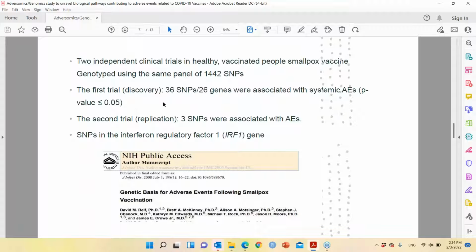The first trial included in this study was used as a discovery panel. Among these 1,400 SNPs, which were candidate genes associated with reactogenicity, 36 SNPs and 26 genes were associated with adverse events. The second trial was used as a replication panel. Among these 36 SNPs already associated in the discovery trial, only 3 SNPs were associated with adverse events. This study showed the SNPs were in interferon regulatory factor genes and showed the role of the immune system in the adverse events related to this specific vaccine.